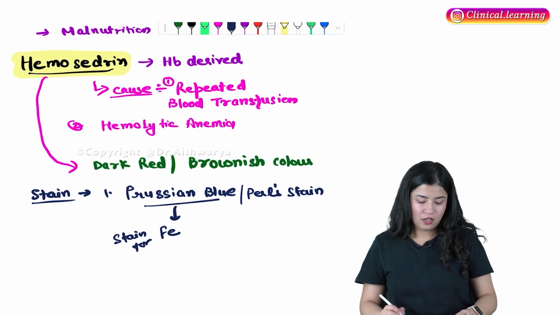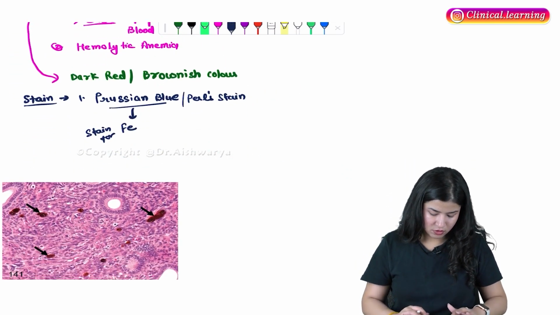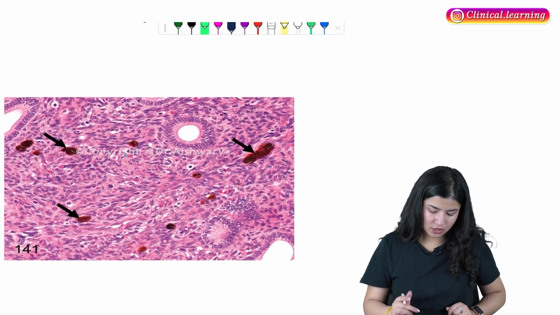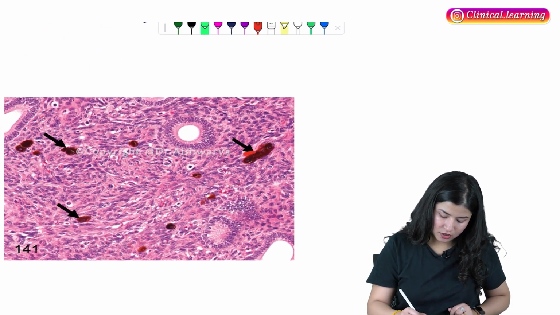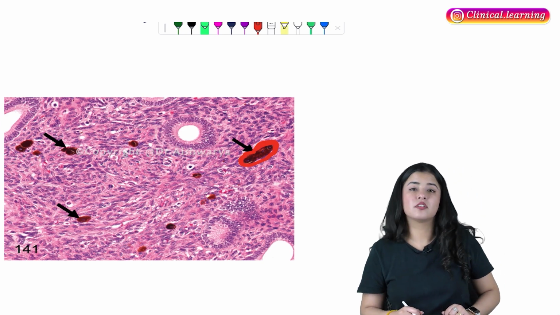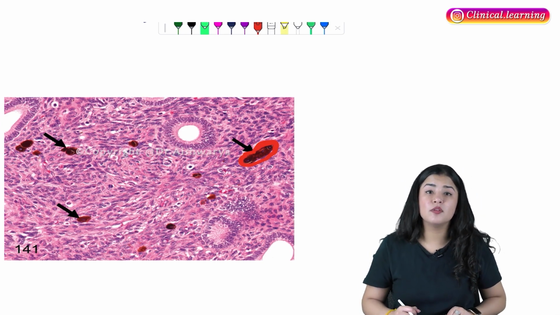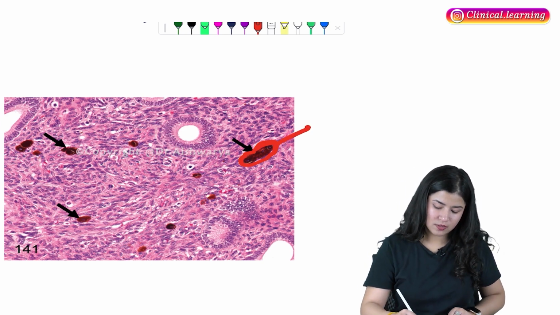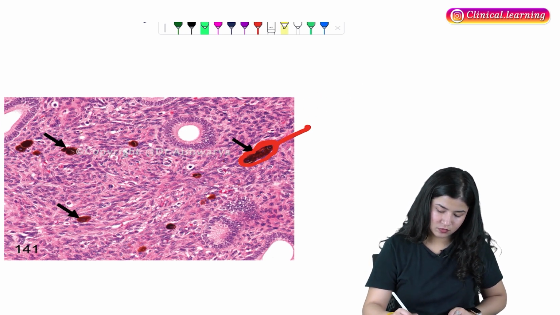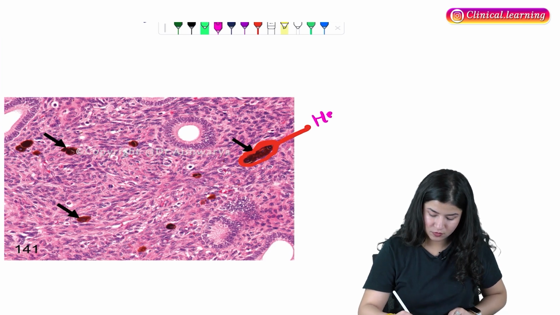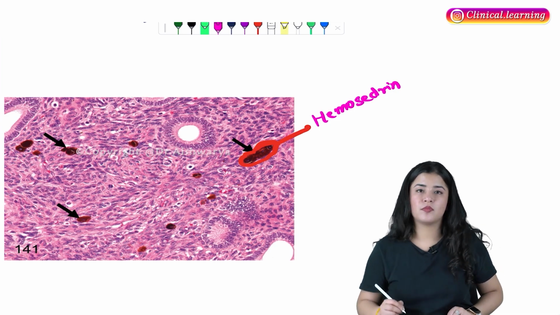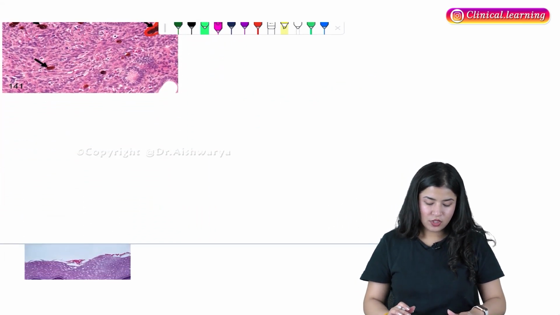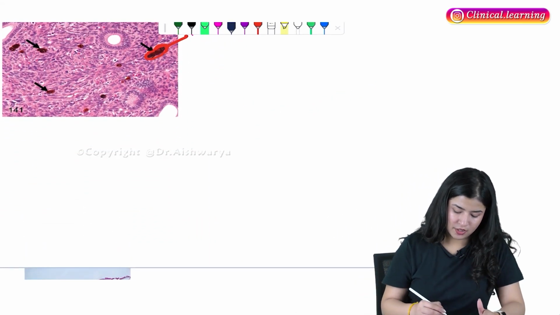Okay. Now, can you see this image? Here there is a dark red color deposit. This is what? This is hemosiderin. Okay. Next we are going to discuss melanin deposition.